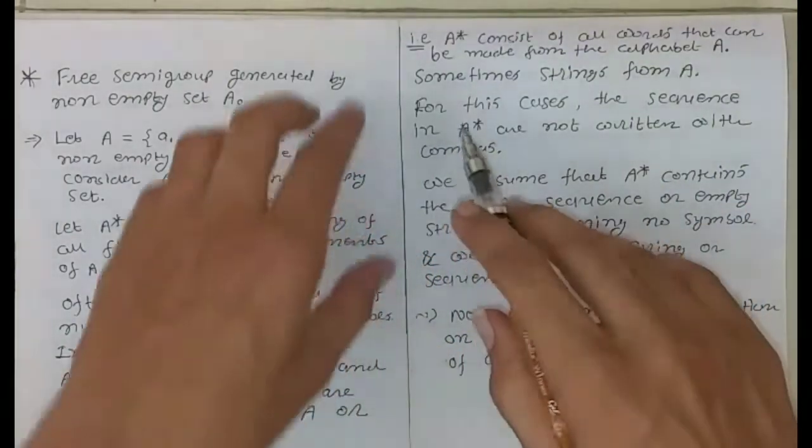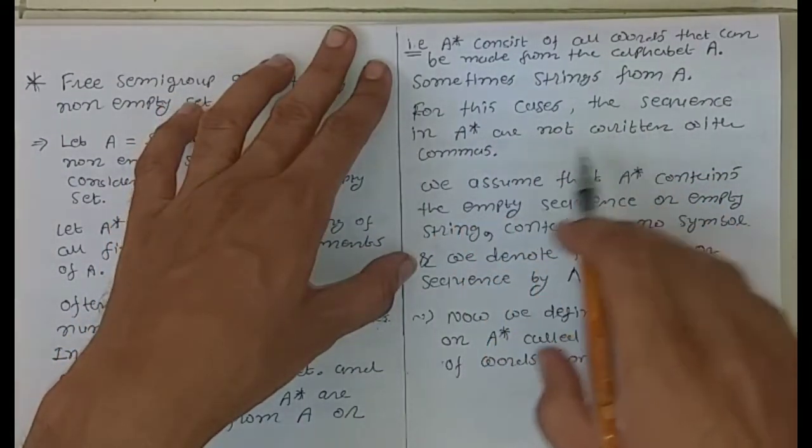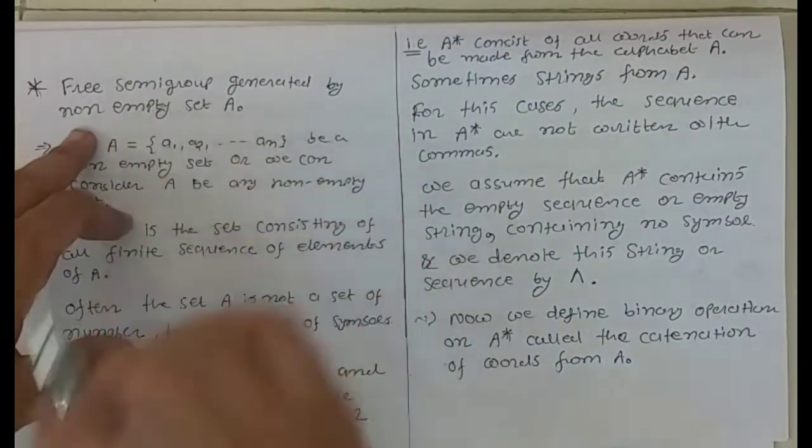Okay. For these cases, the sequences in A star are not written with commas. We cannot write this word with commas.